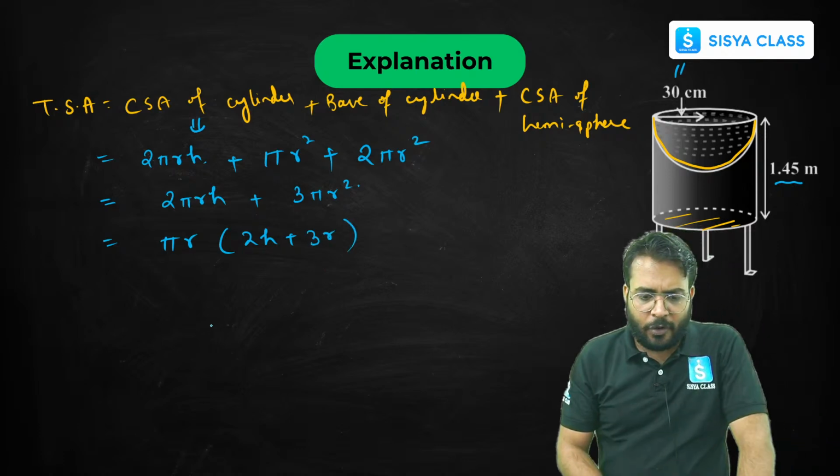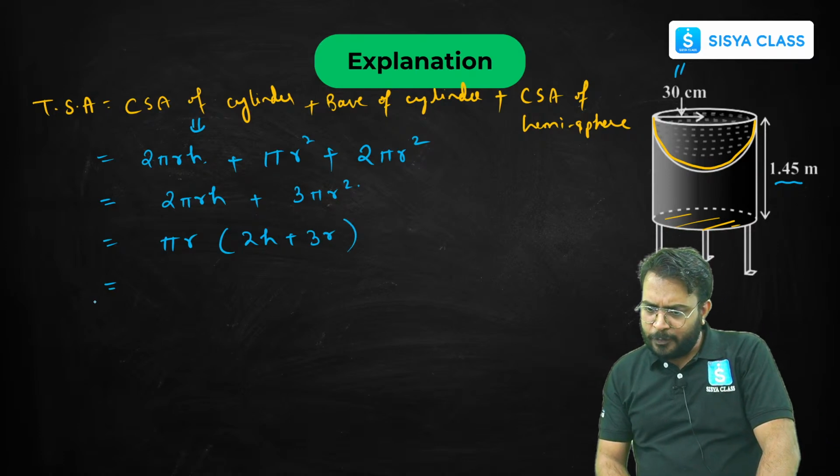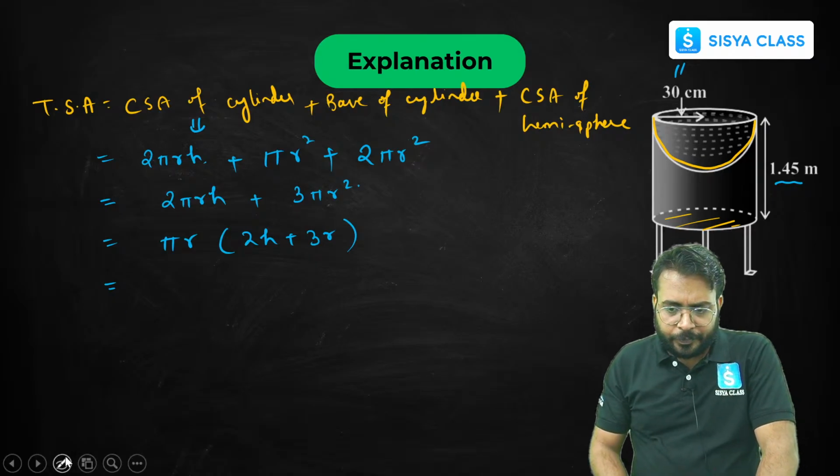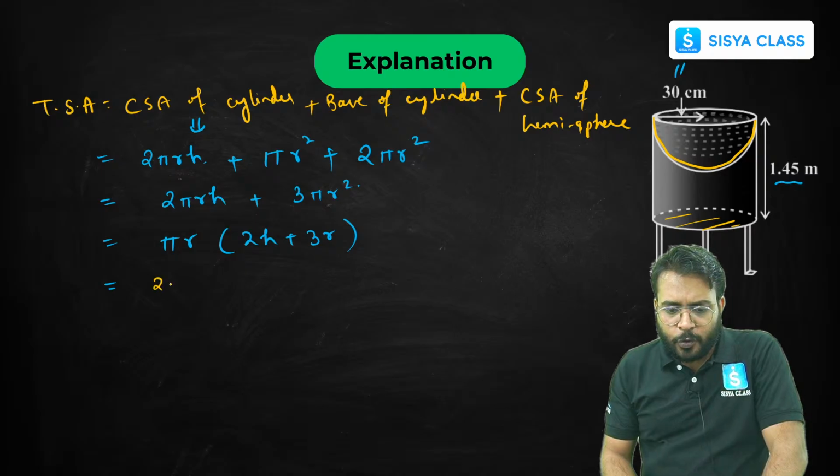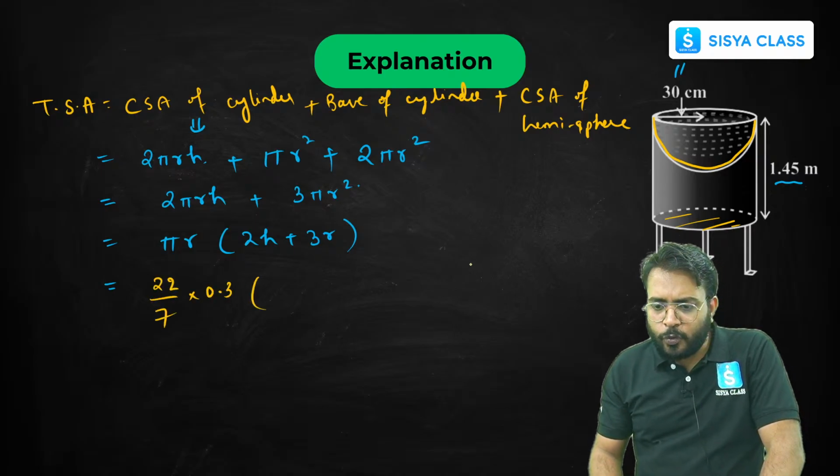All right. Now can we, okay, fine. Will it be divisible? Let us see. R is 0.3, okay. R is 0.3. So here 22 by 7 into r, that is 0.3. And what is going to be 2 times h?